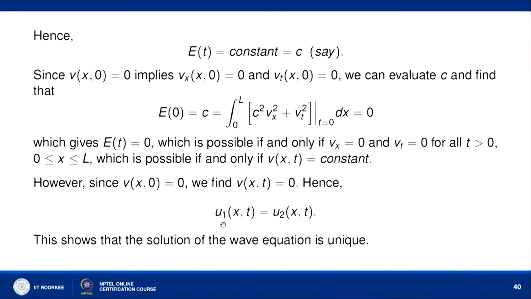So, V(x,t) identically equal to 0 means that the difference of two solutions is identically equal to 0. So, u1(x,t) is equal to u2(x,t). So, this shows that the solution of the wave equation for a finite domain is unique. Whether you apply the separation of variables method or D'Alembert's wave solution method, both are coming out to be the same.